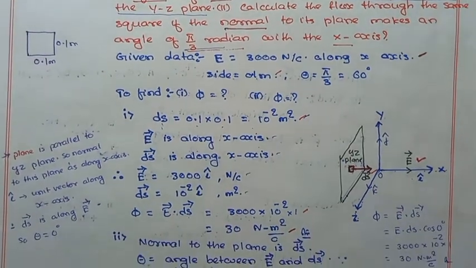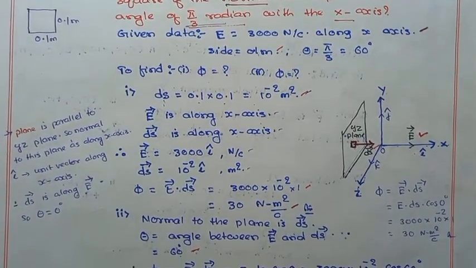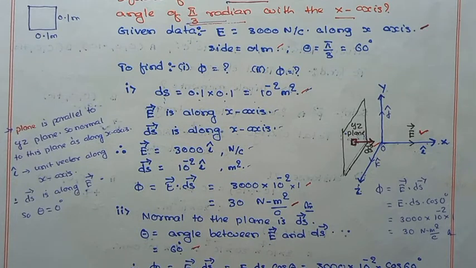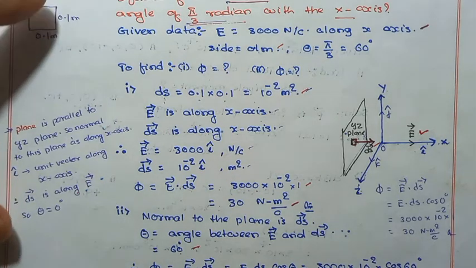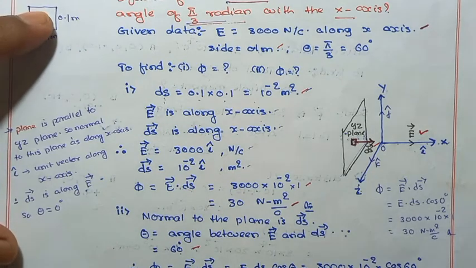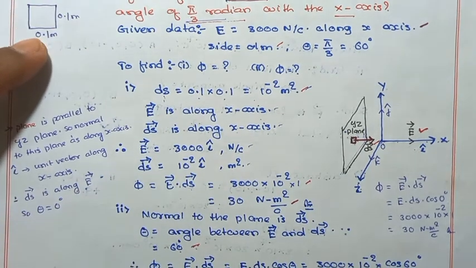So the angle between the E vector and ds vector is pi by 3. Pi is written in radian, so first we convert it into degree. So pi radian is equal to 180 degree. So 180 degree by 3 is equal to 60 degree.